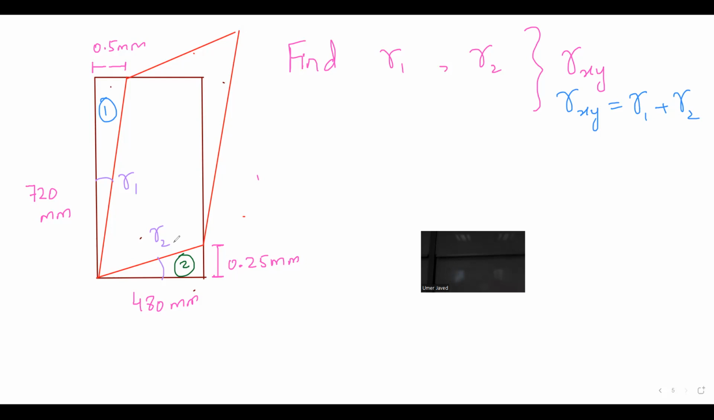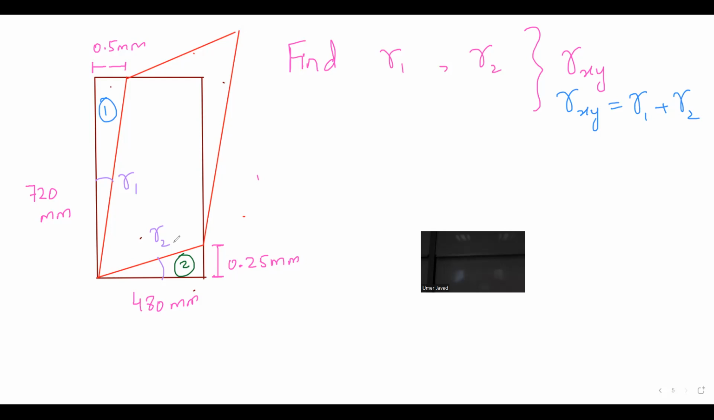So you did a perpendicular. Don't do a tan. Just do a 0.5 over 720. We will say tan of theta is nearly equal to theta for very small angles. And you can see that half a millimeter divided by 720 millimeters gives you a very small angle. So you don't do a tan. Just keep it as gamma 1 equal to 0.5 by 720. So tan of theta is nearly equal to theta, which is equal to perpendicular over the base. So don't do a tan inverse.